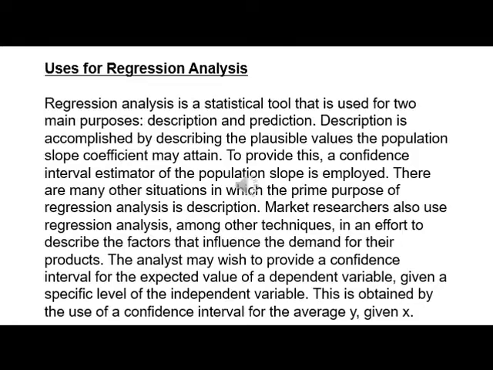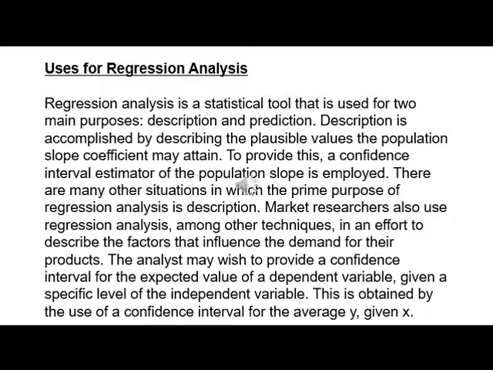Uses for regression analysis. Regression analysis is a statistical tool that is used for two main purposes: description and prediction. Description is accomplished by describing the plausible values the population slope coefficient may attain. To provide this, a confidence interval estimator of the population slope is employed. There are many other situations in which the prime purpose of regression analysis is description.